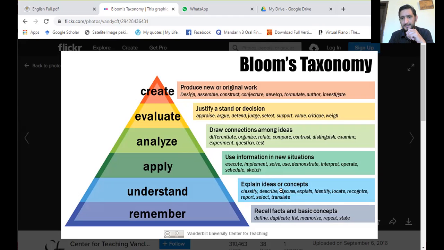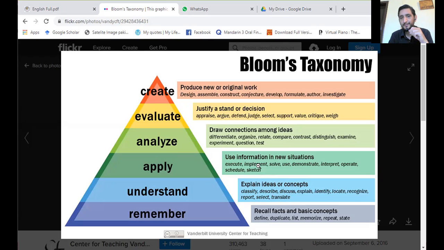The next is explanation. So explain ideas or concepts, classify them, distribute them, describe them, discuss them, explain, identify, locate, recognize, report, select, and translate. These would be the prompt words. You will be asked these words to elicit a response of your understanding of certain ideas or concepts.